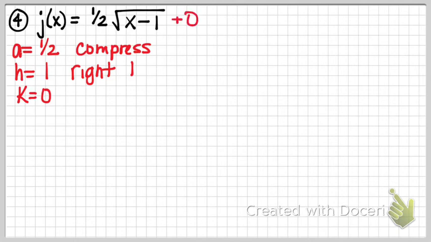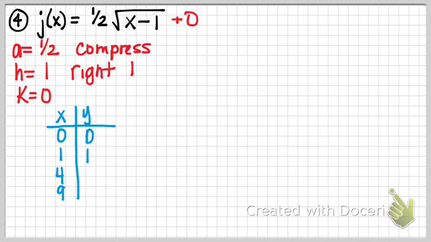All right, so I'm going to give you all a minute. Get your parent table out. Apply your transformations and graph it. It's the same steps. Identify your parent table, apply your transformations, graph it. So for a square root, the parent table is x: 0, 1, 4, 9, and y: 0, 1, 2, 3.